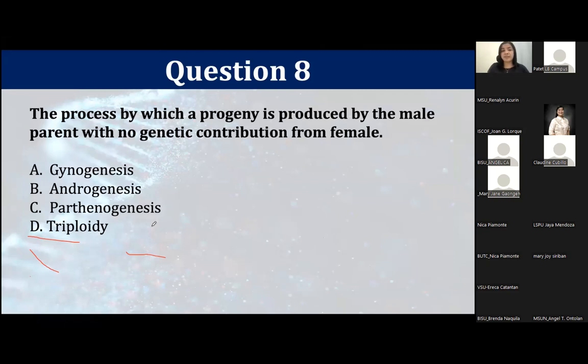Question number 8. The process by which a progeny, baka maka-confuse kayo dito sa progeny, biglang sabihin nito class, anak, or the tawag dito, yun anak, the second filial generation, for example, is produced by the male parent with no genetic contribution from the female. Letter A, gynogenesis. B, androgenesis. C, parthenogenesis. D, triploidy. What is the answer?